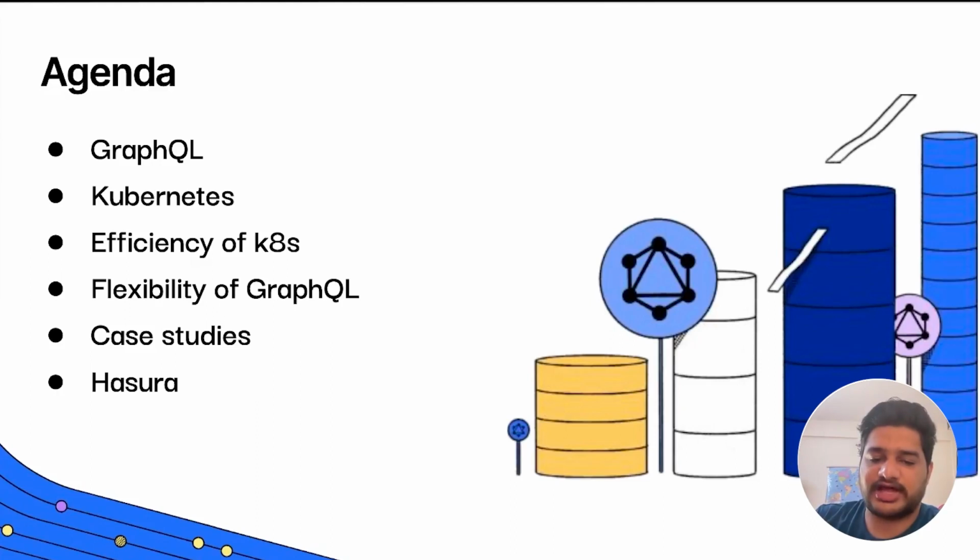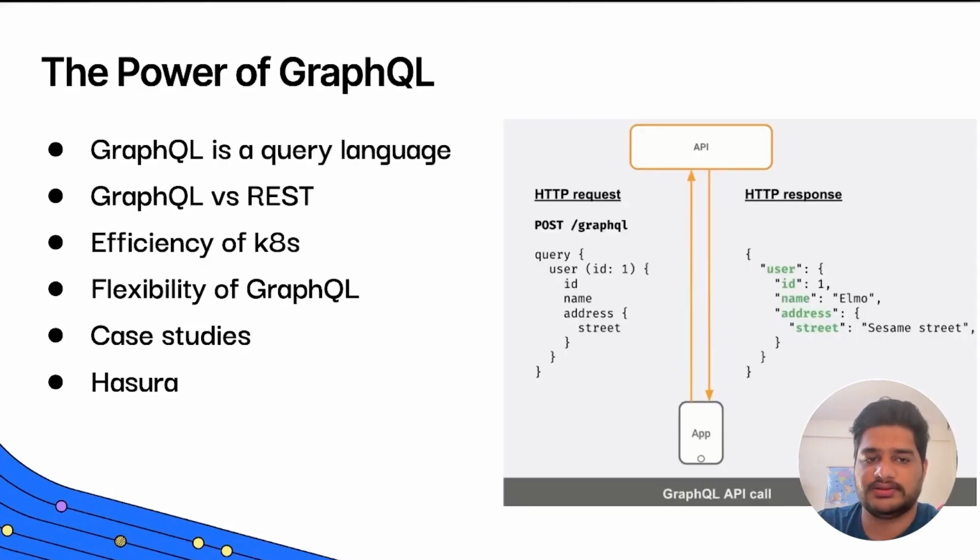Then we'll spend some time talking about the efficiency of Kubernetes clusters and containers. And then we'll discuss why GraphQL is a great complement with its flexibility. I'll showcase some real-world use cases and examples where this combination works best. Finally, we'll explore a bit about Hasura and how it can be an ideal tool when you're running GraphQL and Kubernetes. So let's look at the power of GraphQL.